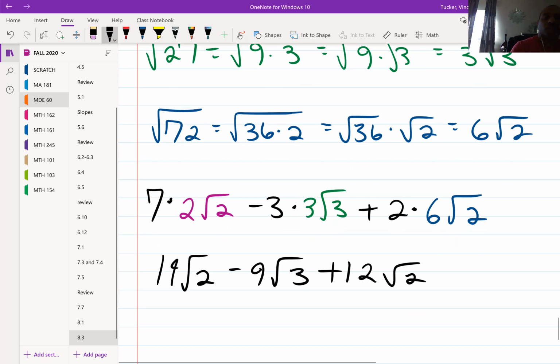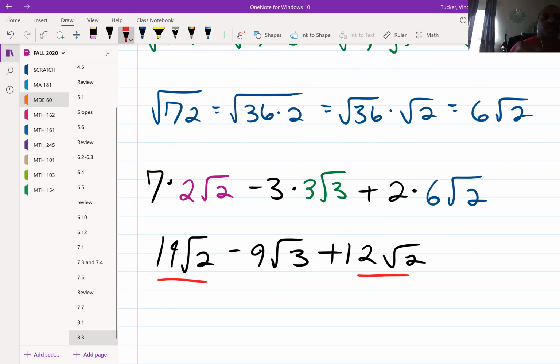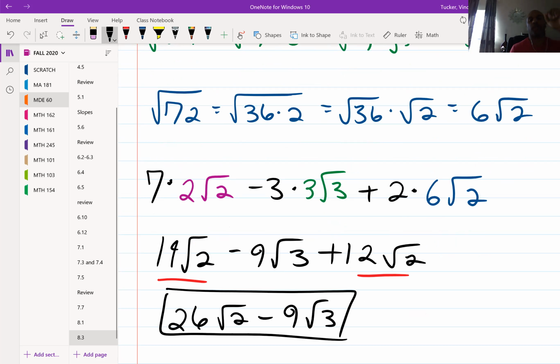All right, so combine the like terms. So it's 14 plus 12, which is 26 square root of 2 minus 9 square root of 3, and that's where we stop.